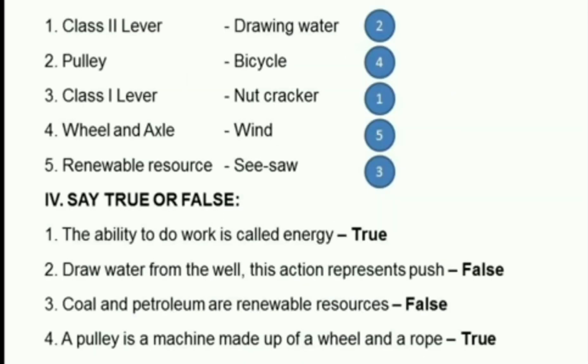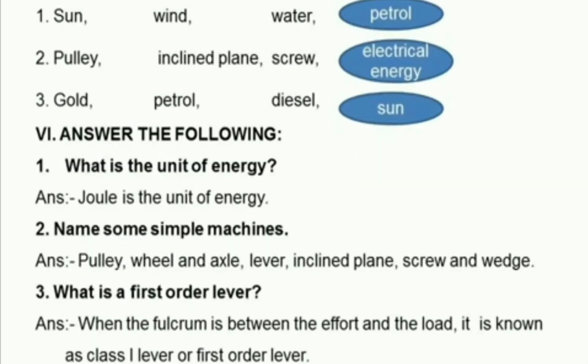Match the following. Class 2 lever is nutcracker. Pulley is drawing water. Class 1 lever is seesaw. Wheel and axle is bicycle. Renewable resources is wind. True or false? The ability to do work is called energy. True. Draw water from the well. This action represents the pull. False. Coal and petroleum are renewable resources. False. A pulley is a machine made up of wheel and a rope. True. Sun, wind and water are renewable resources. True.